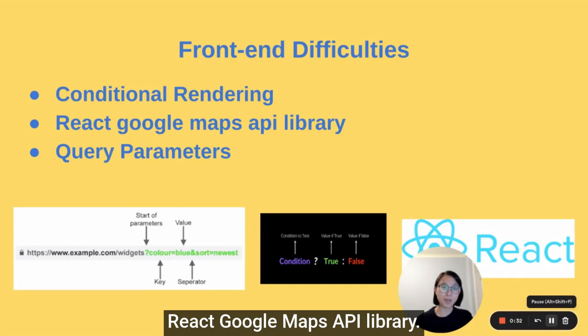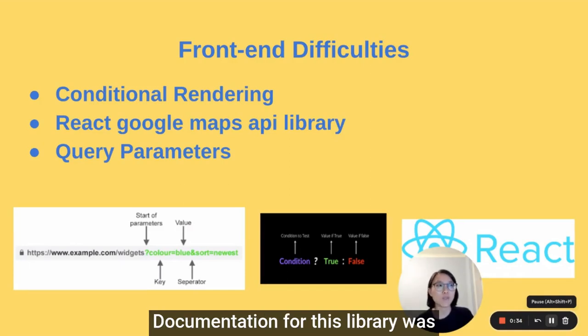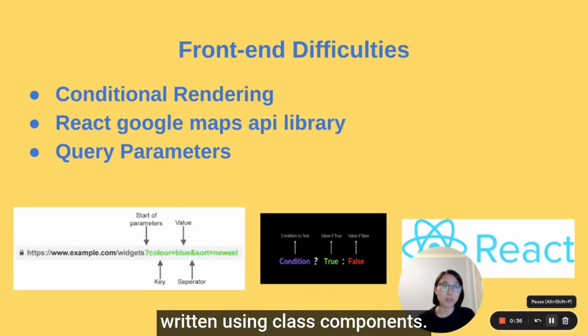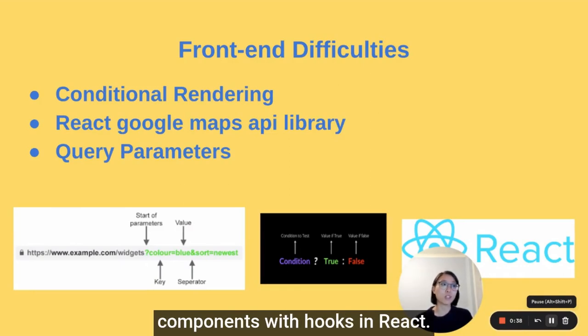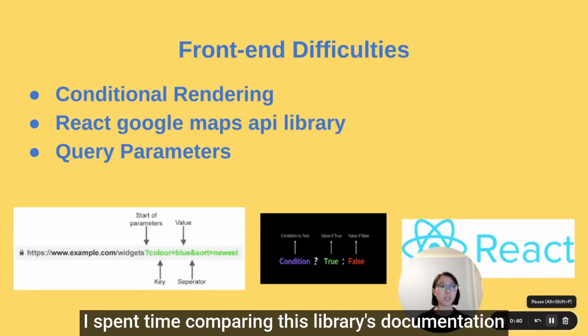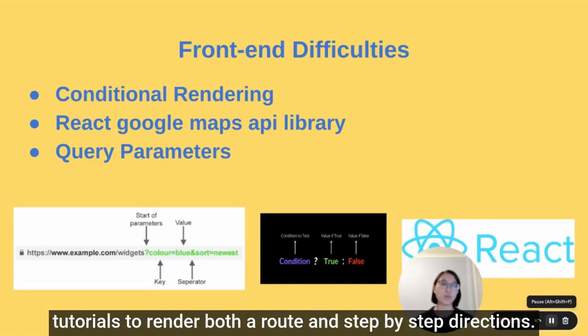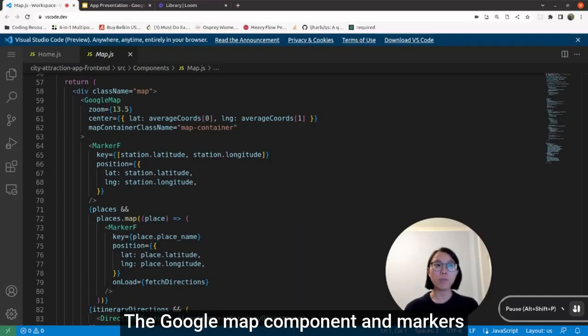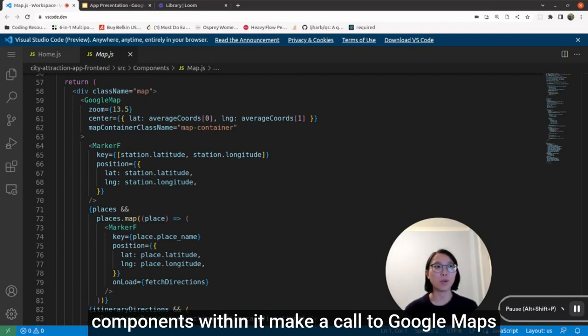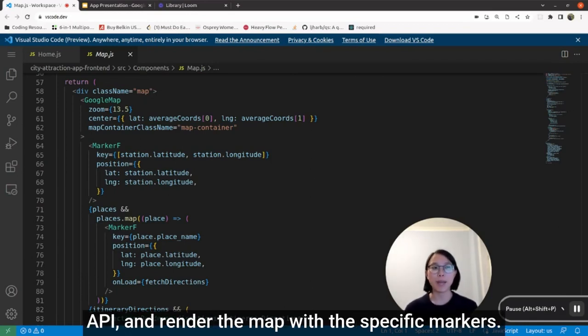React Google Maps API library. Documentation for this library was written using class components. I was used to writing functional components with hooks in React. I spent time comparing this library's documentation with Google API's documentation, as well as YouTube tutorials to render both a route and step-by-step directions. The Google Map component and markers components within it make a call to Google Maps API and renders the map with the specific markers.